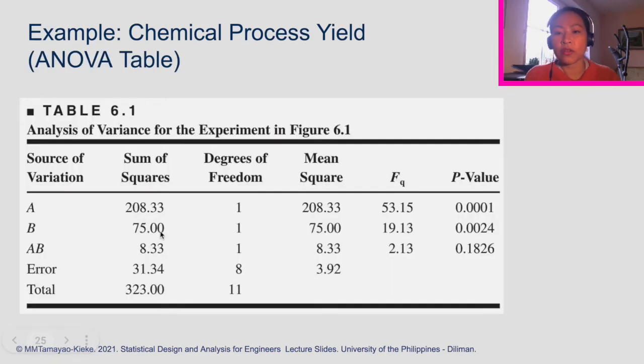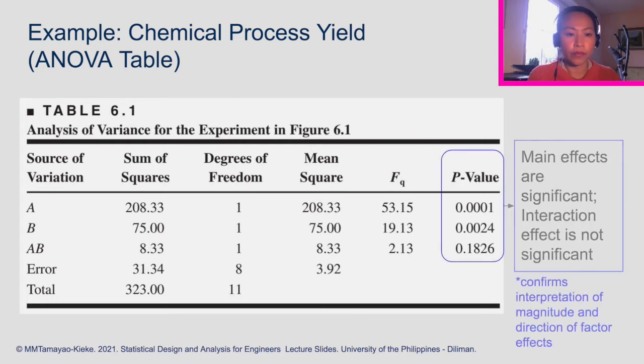Now, summarizing all those values in the familiar ANOVA table, we have here the sum of squares, and these are the sources of variation. You have the main effects A and B, interaction AB, the error, and then the total. Here are the degrees of freedom and the mean square, again computed by dividing sum of squares by degrees of freedom. And then your F value here is just equal to your mean square for the factor or the interaction divided by your error. So 208.3 divided by 3.92 is 53.15. And these are the corresponding p-values.